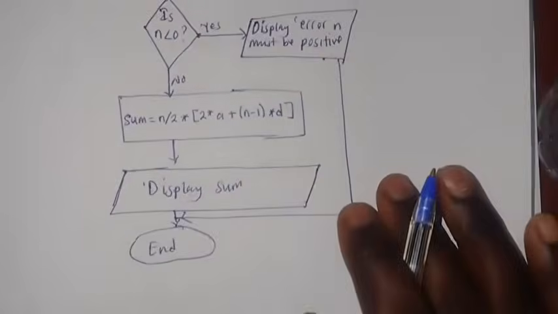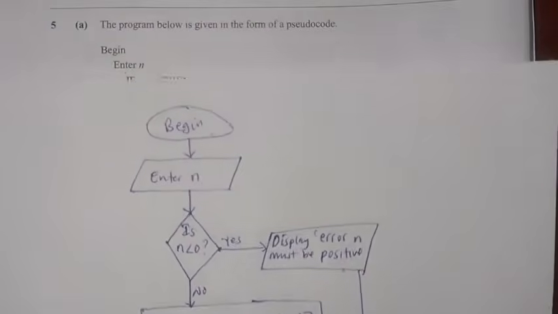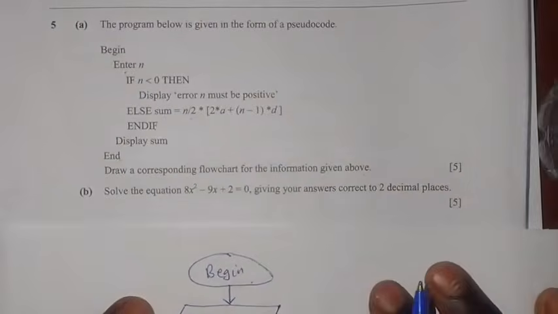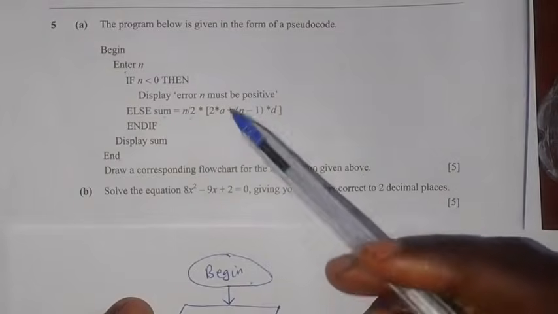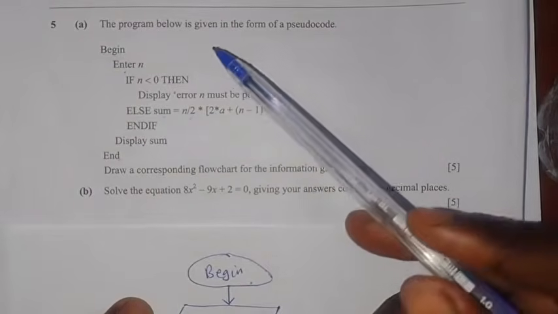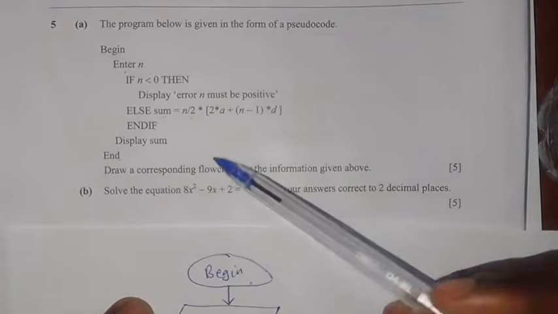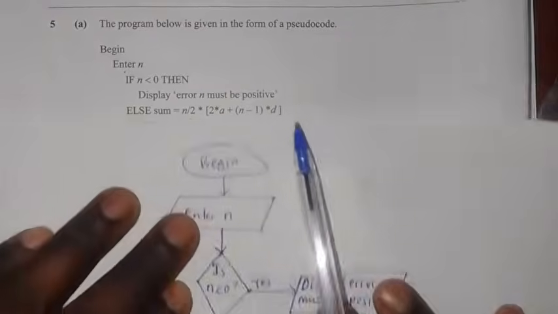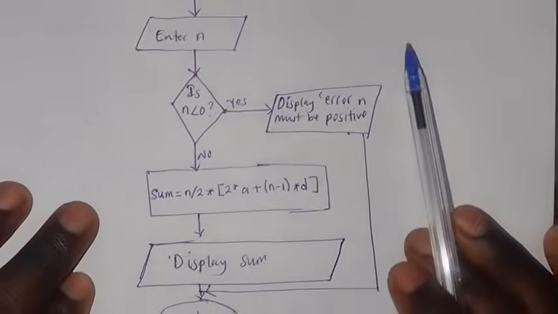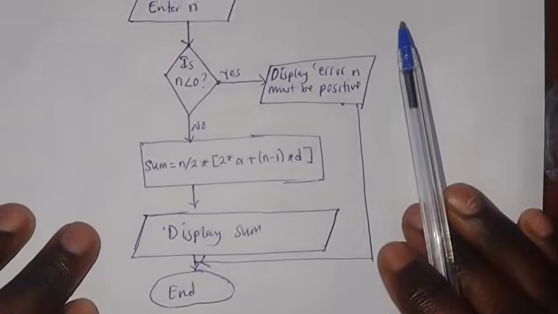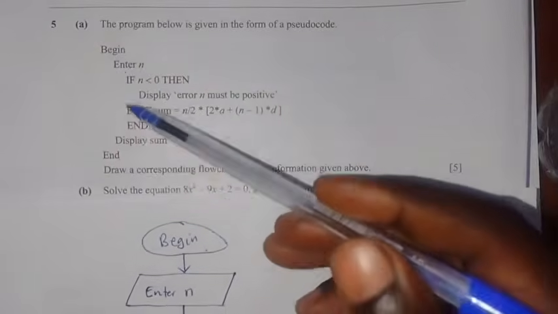So you can see that it's very, very easy, as long as we are just following through. So this is how we can answer this question. So we have written from the pseudocode to the flowchart. Again, they can give you this flowchart and they ask you to write it in the pseudocode form. You're just going to write like this.